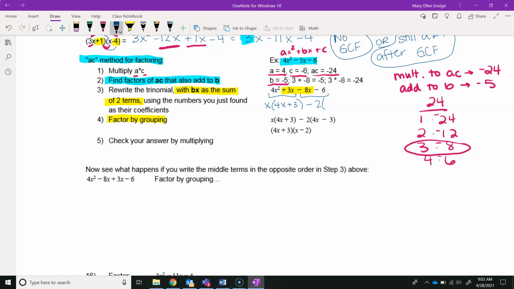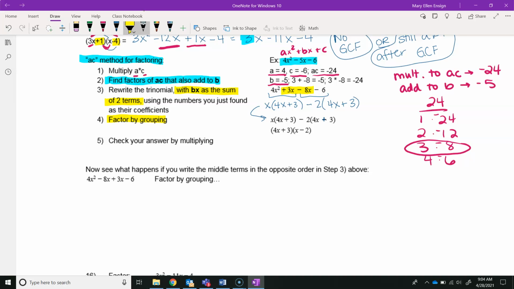Negative 8x divided by negative 2 is 4x. Negative 6 divided by negative 2 is plus 3. You can see that's exactly what I have here, right? I just wanted to show you where it came from. There's actually a typo in here. Sorry, this should be a plus right here. I was not careful with my signs.